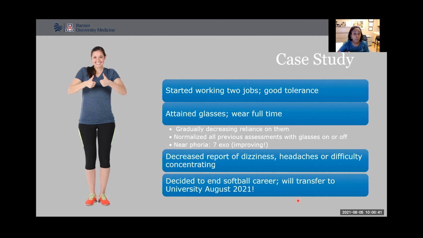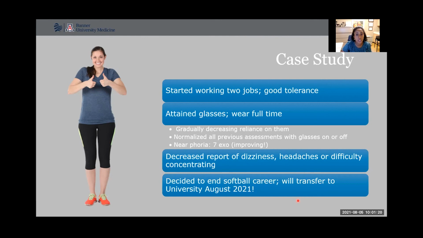She normalized all of her previous assessments with glasses on or off, which is very encouraging. And her near-phoria, though still high at 7XO, is improving. She reports decreased all of her symptoms, so much so that she felt comfortable transitioning from community college to the university setting. She did decide to end her softball career, which she came up with on her own with her family, given this is her 3rd injury. But she's very hopeful and looking forward to pursuing her academic career at the university here in a few weeks.